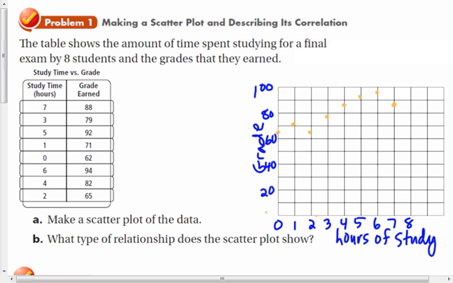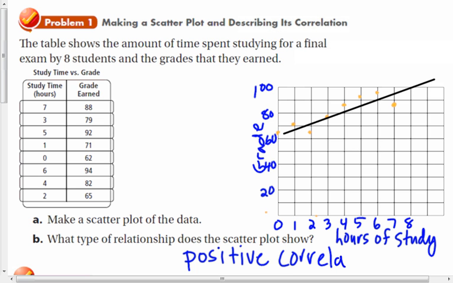All right, you should notice that as the hours of study go up, the grade is going up. And if I draw a line in here to just kind of model the trend, you'll notice that the line has a positive slope on it. So we're going to say that the relationship is a positive correlation. All right, can you try that?